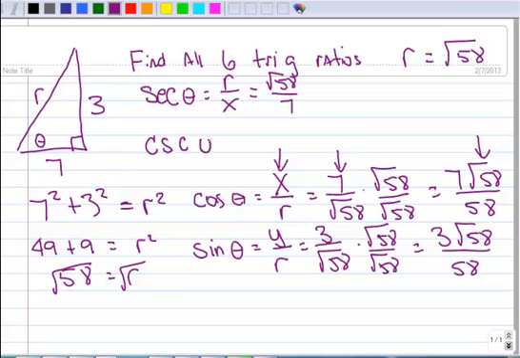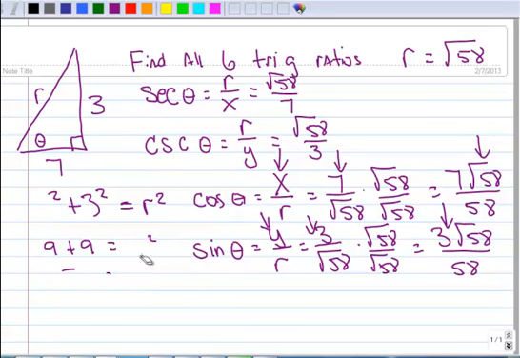Cosecant of theta, same process. You're either going to start from the ratio, or you're going to start from right here and reciprocate. Don't start over here, because then you're just going to have to rationalize and reduce that again. So the cosecant is r over y. So that's the square root of 58 over 3. Alright, let's do tangent and make a little bit more room here.